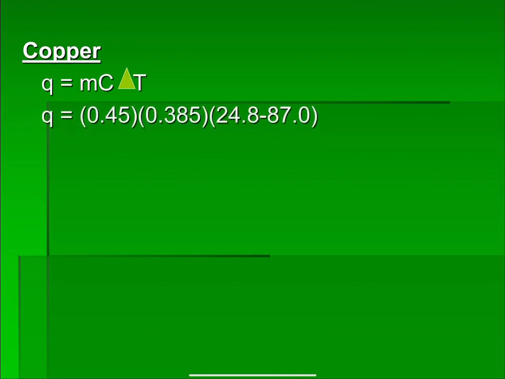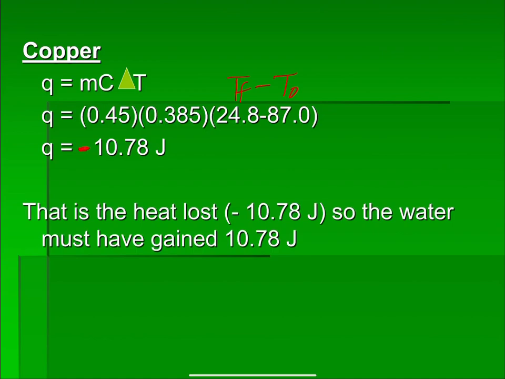Okay, so here we go, and this will go fast, right? We're going to plug in our givens from that previous page, making sure that this is final minus initial, and we're going to figure out that the copper lost energy. Well, if the copper lost 10.78 joules, where did it go? It went to the water. The water gained those 10.78 joules. So the water now is a positive 10.78, right? It's endothermic. It was taking in that energy. It was absorbing that energy.